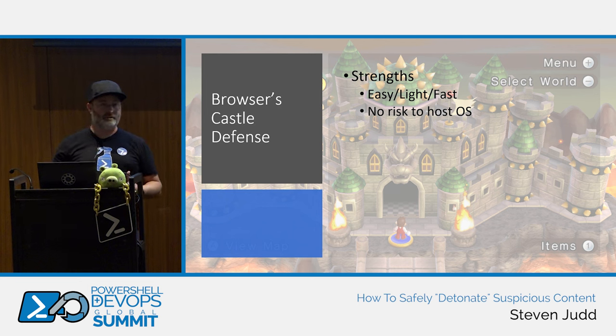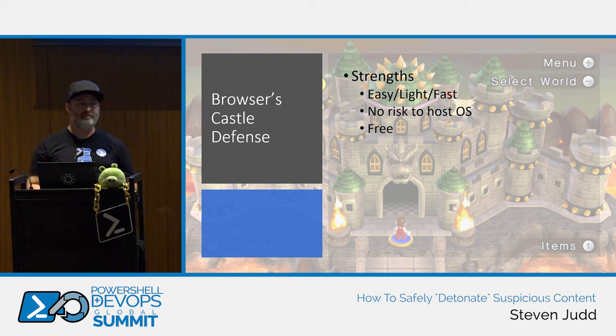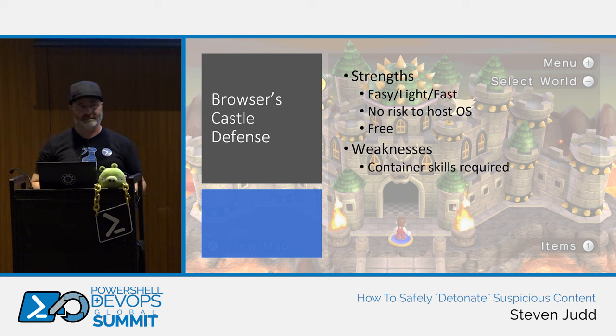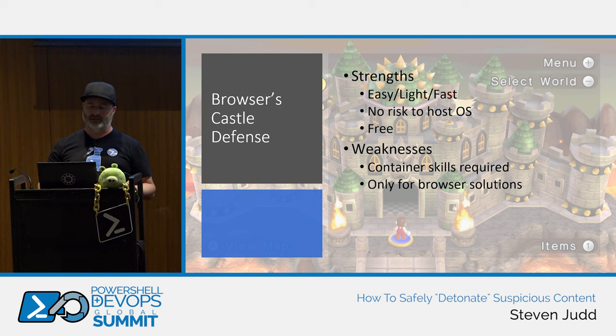Hard and unlikely. Free. Everybody loves free. This is free as in free as in free. Weaknesses, well, I covered a couple of them, but container skills are required. You gotta know what you're doing somewhat in containers. That's just the way it is.